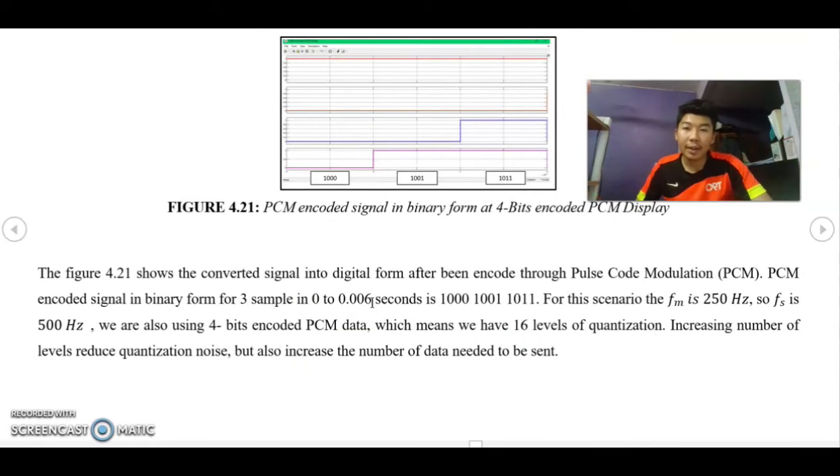And next, the figure of the PCM encoded signal in binary form, which is 4-bit encoded PCM display. So we have 3 samples here, which are 1000, 1001, and 1011 for the third sample. And for this sample, we are using 4-bit encoded PCM data, which means we have 16 levels of quantization.